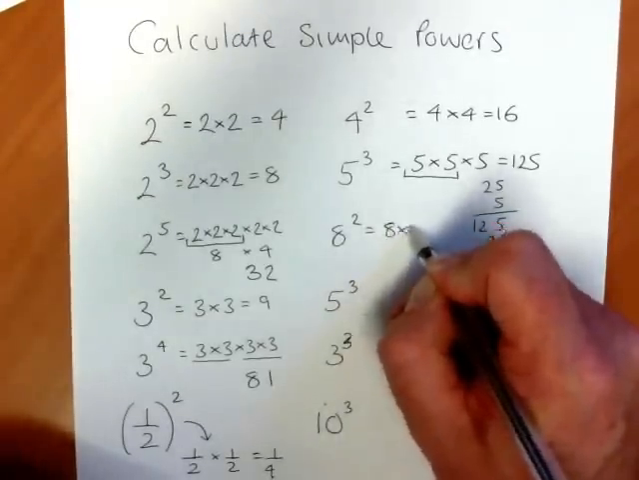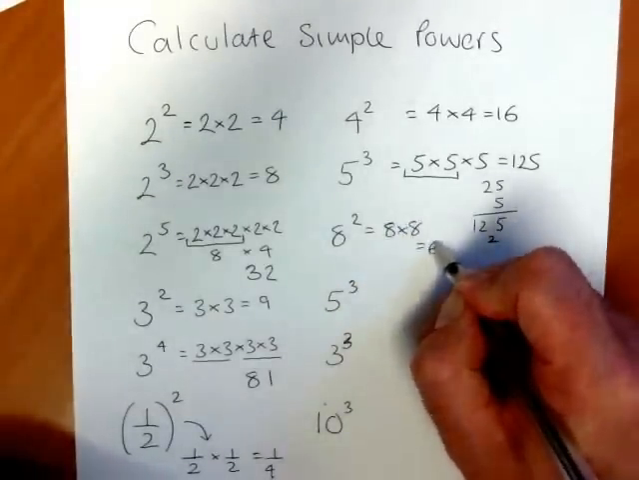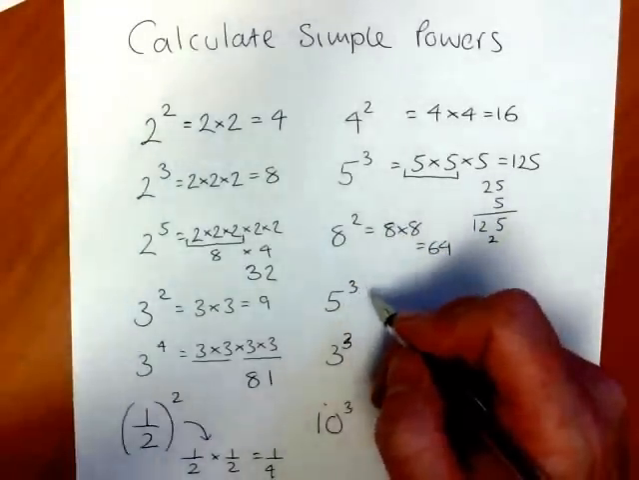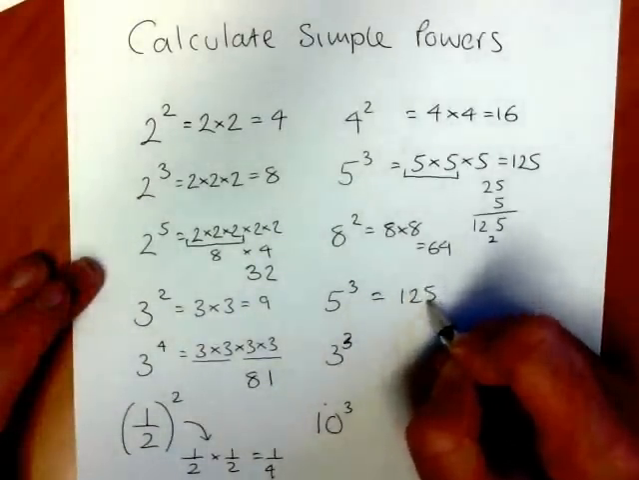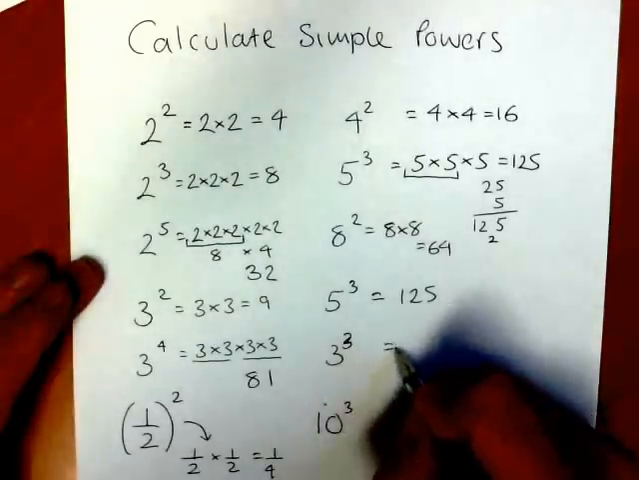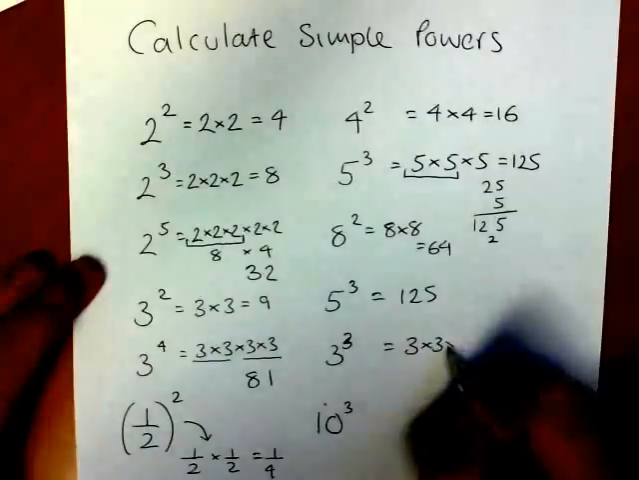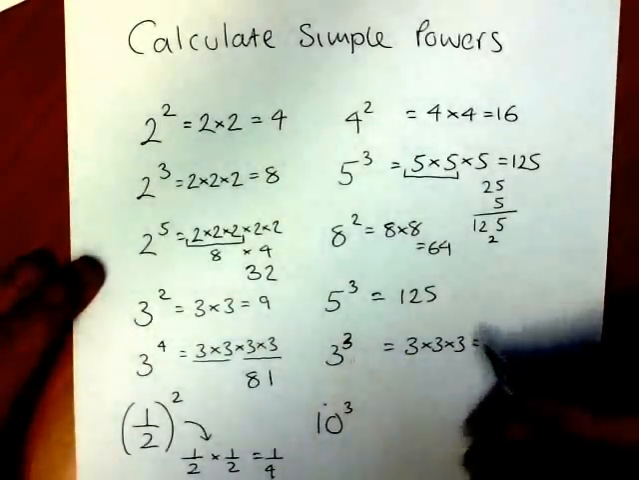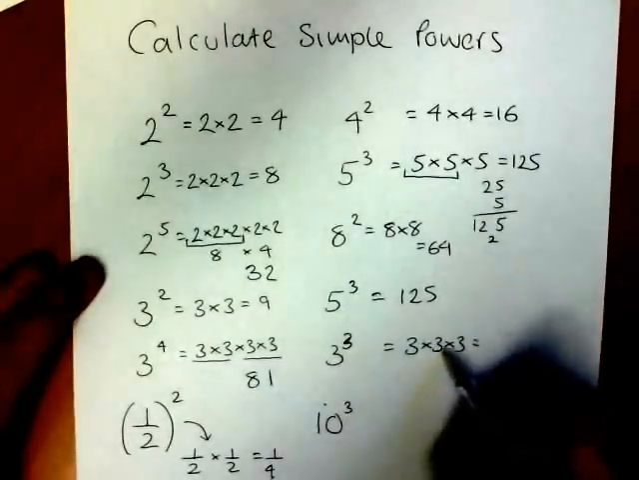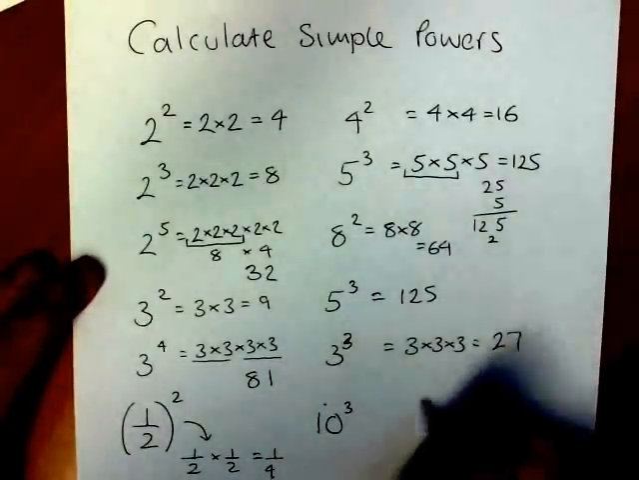8 squared, you should know all your squares up to 10 squared. 8 squared is 8 times 8, which is 64. And for some reason I've written 5 cubed out twice, so I'll just put the answer down as 125. 3 cubed, 3 times 3 times 3. And again, you should know your cube numbers, really from 1 to 10. So 3 times 3 is 9, and 9 threes are 27.